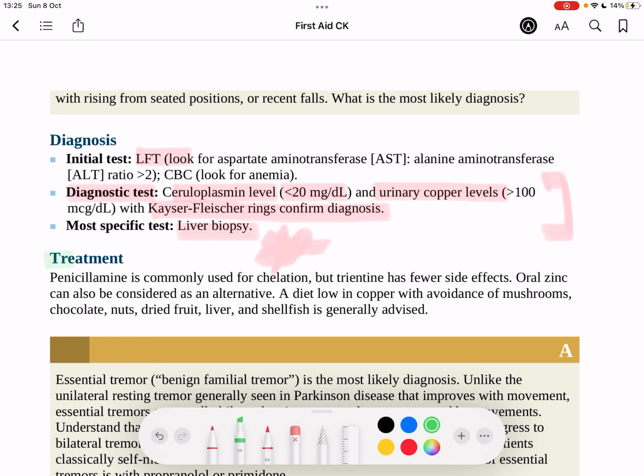And then finally, treatment. Treatment is penicillamine. This is a chelator of copper. There's also another chelator called trientine, and trientine has got fewer side effects than penicillamine. Oral zinc can also be considered as an alternative, and I need to be educating the patient on a diet low in copper. Copper is seen quite predominantly in things like mushrooms, chocolate, nuts, dried fruit, liver itself, and shellfish. So we would advise the patient to cut down on that.